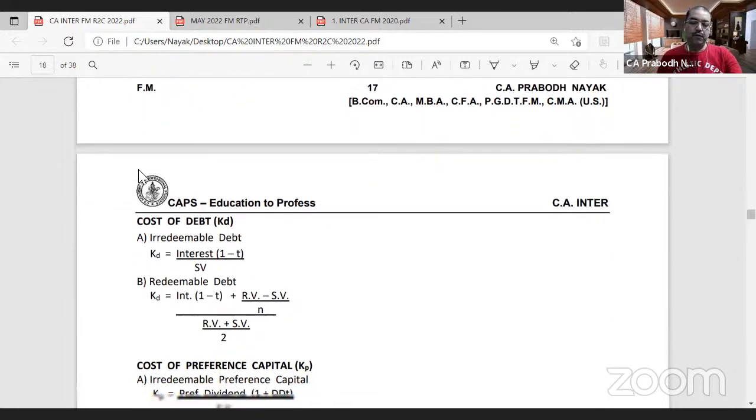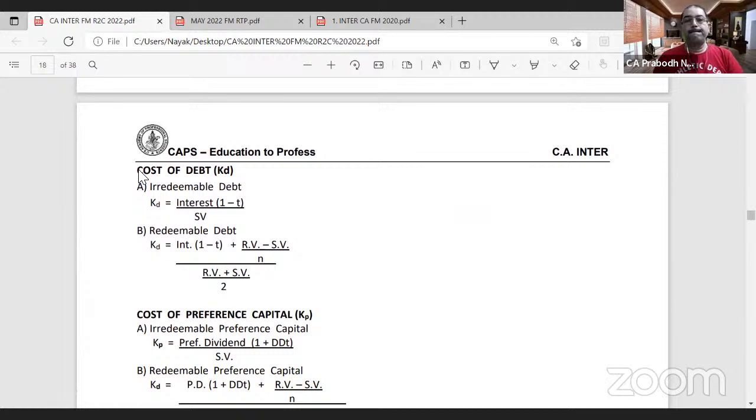Then the formulas: we come to cost of debt, KD. Cost of debt, we can have either irredeemable debt, which is lifelong debt, where only the interest is payable, so the cost payable is only the interest. So interest net of tax upon subscription value. The subscription value is the issue price minus the flotation cost. Always remember, issue price minus the flotation cost.